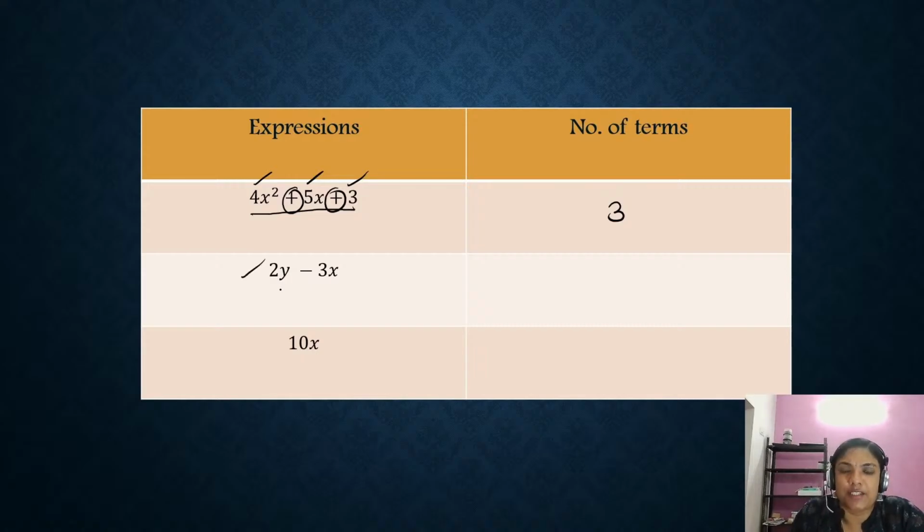And what about this expression, 2y minus 3x? Here, minus is separating the terms. This is the first term, this is the second term. So, two terms. And here, what about this?